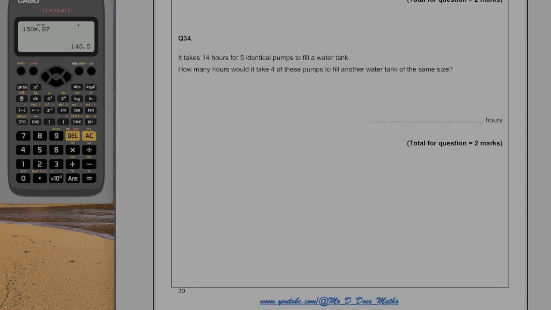Right, question 34. It takes 14 hours for 5 identical pumps to fill a water tank. How many hours would it take for 4 of these pumps to fill another water tank of the same size? If we've got 5 identical pumps and it takes them 14 hours, the number of worked hours is going to be 5 times by 14, which would be 70 worked hours.